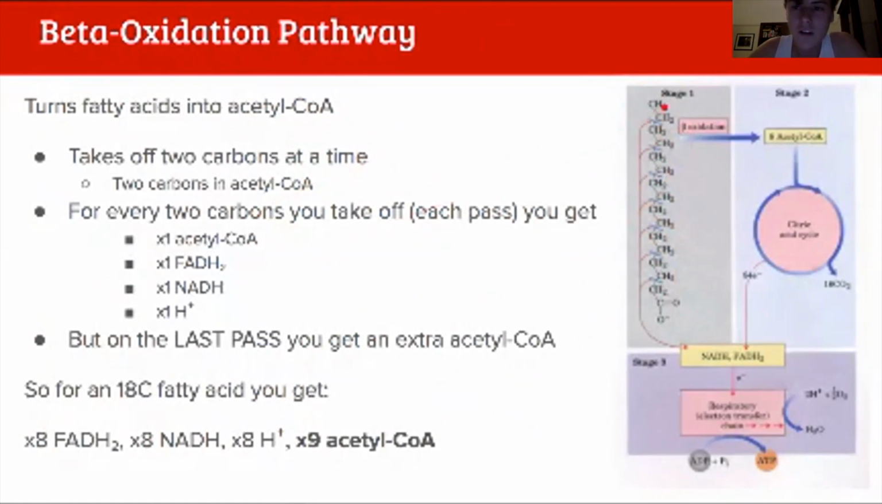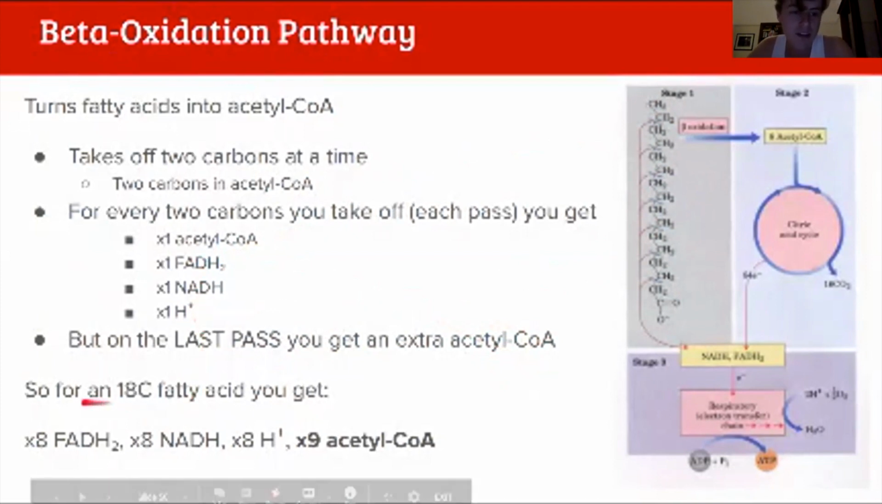And every single time that you do a chop and you take off 2 carbons, you get an acetyl-CoA, an FADH2, an NADH, and an H+. But the thing is, on the last pass, you're chopping a 4C molecule in half to get 2 units of 2C. And as a result, you can make 2 acetyl-CoAs out of it. So on the last pass, you get an extra acetyl-CoA, but you only did 1 chop, so you still get 1 FADH2, 1 NADH, and 1 H+.